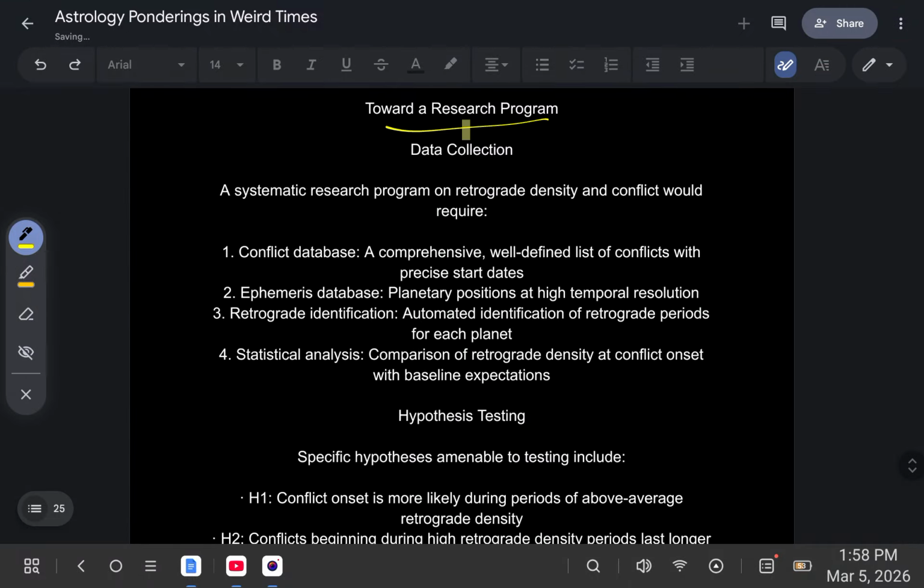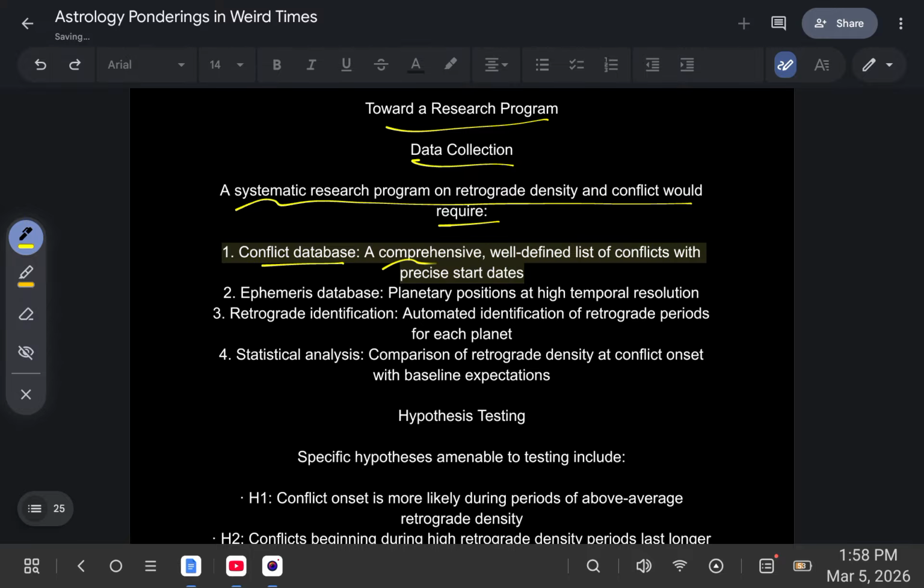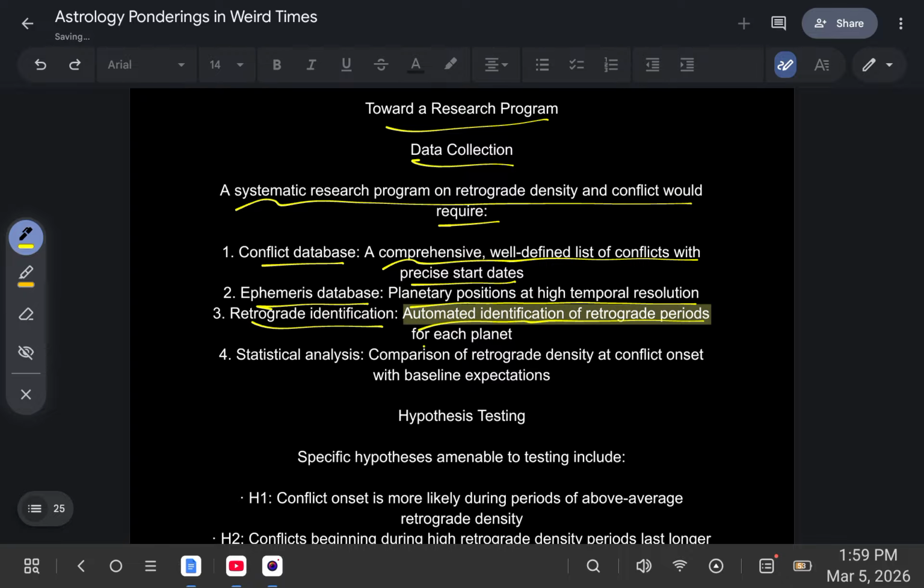Toward a research program, data collection. A systematic research program on retrograde density and conflict would require a conflict database, a comprehensive, well-defined list of conflicts with precise start dates, ephemeris database, planetary positions at high temporal resolution, retrograde identification, automated identification of retrograde periods for each planet, statistical analysis, comparison of retrograde density at conflict onset with baseline expectations.